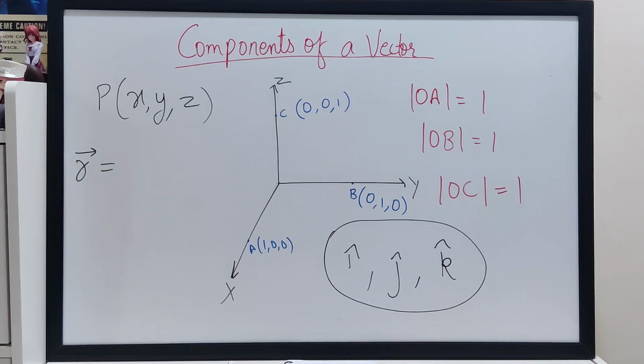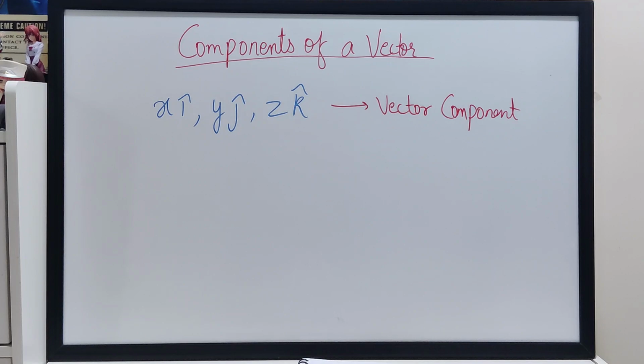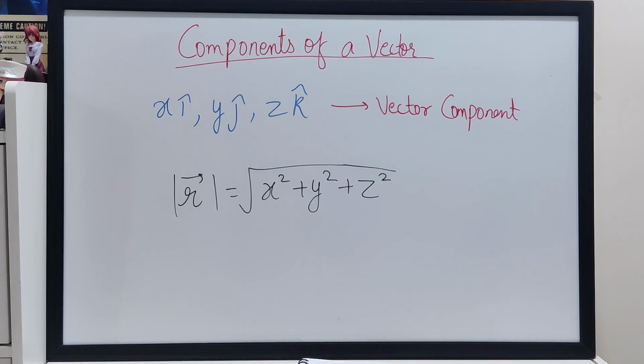If a point P were given as x, y, z, then the vector r from the origin to P will be x i cap plus y j cap plus z k cap. This form is known as component form. So x i cap, y j cap, z k cap is vector form. And clearly x, y, z will be numbers, so they are scalar components. And the length of r will be root under x square plus y square plus z square.